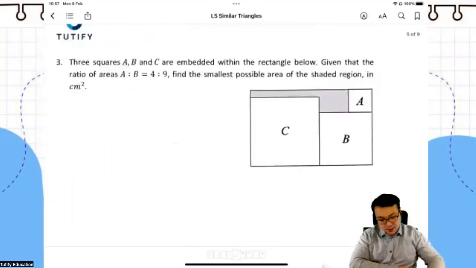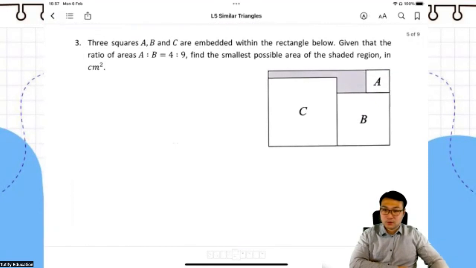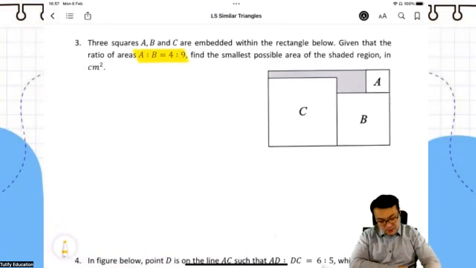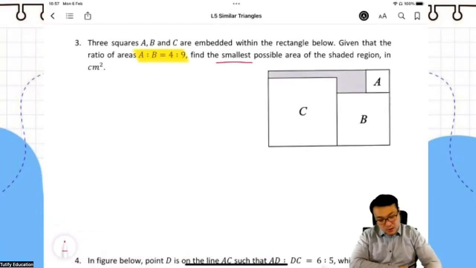Now, let's try this one. Okay. Now, over here, I'm going to let you try it on your own. But before I let you try, let's take a look at what the question is trying to ask for. They have already given us A:B, 4:9. That's the ratio of their area. They want you to find the smallest possible area of the shaded region.